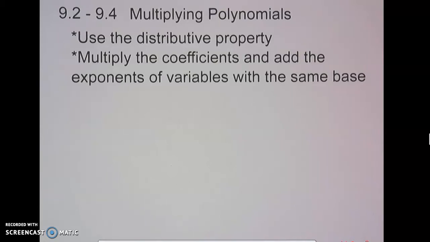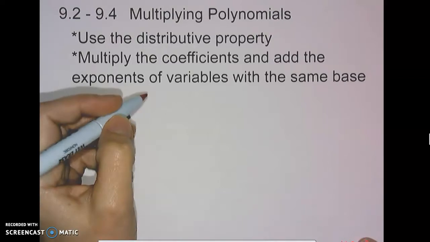Today we're going to be talking about multiplying polynomials, and so this is going to take multiple different forms. We might have a monomial times some sort of binomial or trinomial. We could be having binomials times binomials or binomials times trinomials, things like that, but we're multiplying different polynomials together. Two things we want to remember: we're going to use the distributive property that we've used in the past, and then we're also going to multiply the coefficients and add the exponents of variables with the same base.